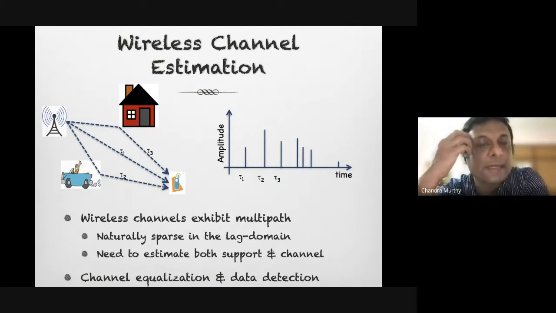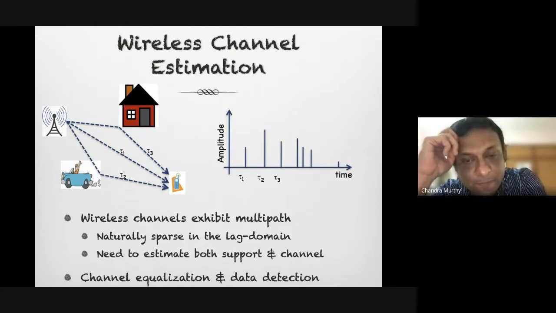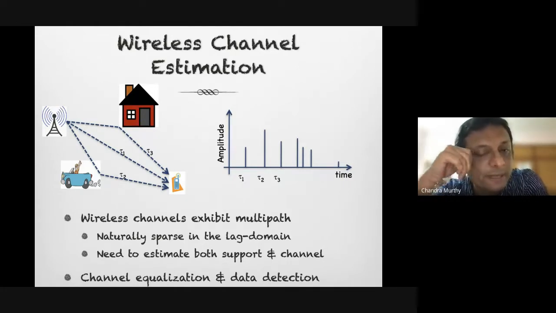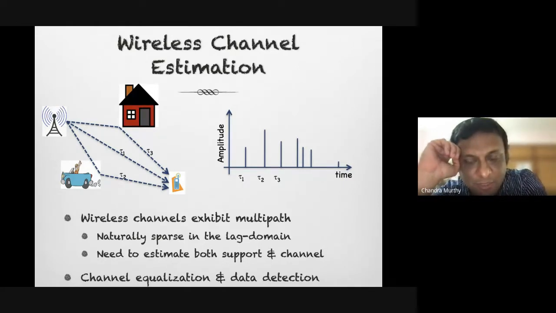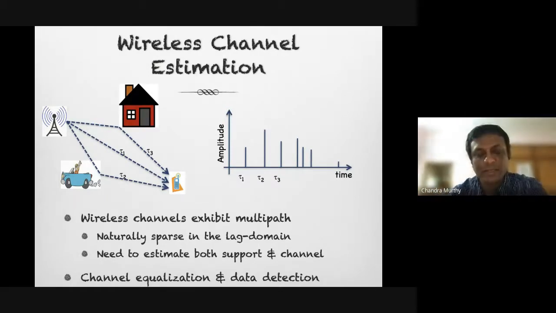So this is an example where sparsity can potentially be exploited in channel estimation, because you can exploit the fact that the channel is sparse in the lag domain to estimate the channel using far fewer measurements. In the context of wireless communication, you get measurements in the form of pilot symbols that are transmitted from the base station for channel estimation. So you need far fewer pilot symbols in order to form accurate channel estimates.